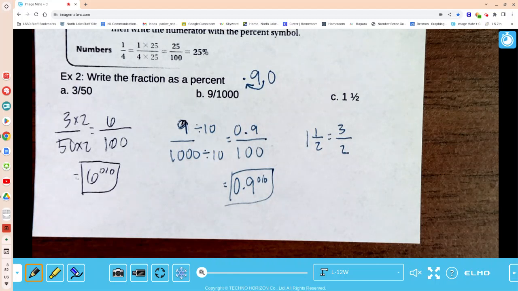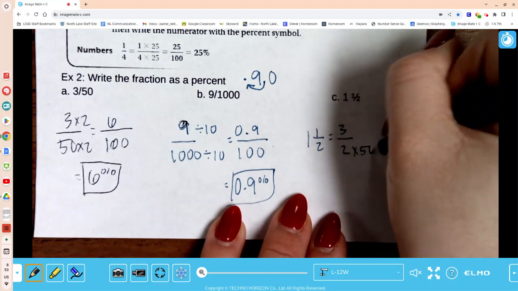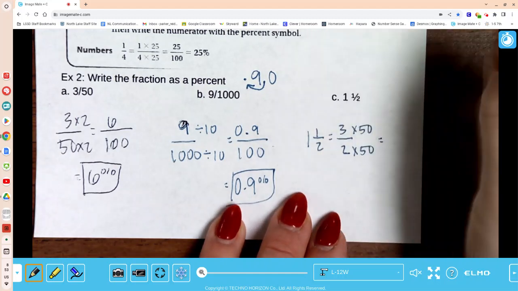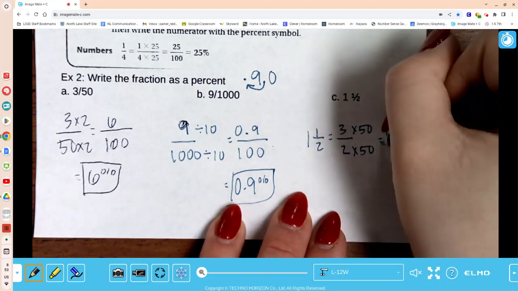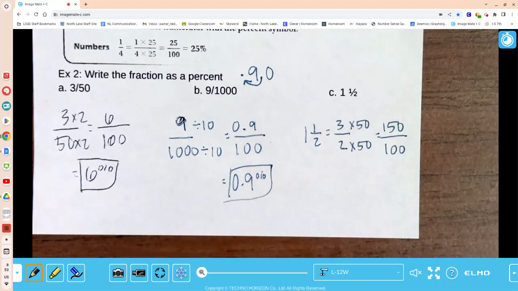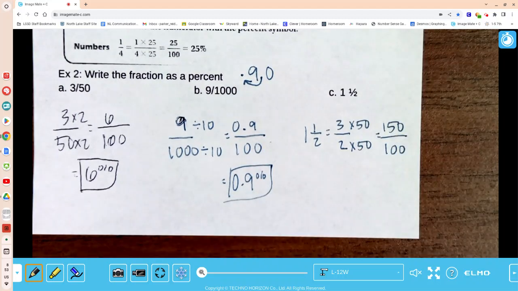Shelby? And then I do the same to the top. 3 times 50 is 150. 2 times 50 is 100. This is still a fraction. What is the percent then that would be my answer? What would I actually write as the percent that this equals? What do I want to write? Farhan?